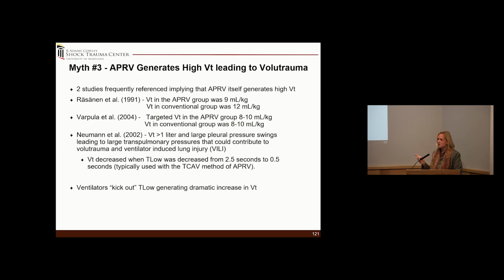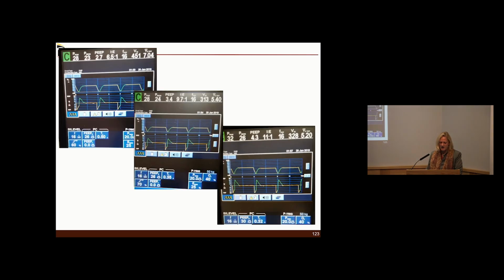Also is the issue with the ventilators kicking out, generating dramatic tidal volumes. What do we mean by kicking out? Well, first of all, let's go over this. Again, does APRV have higher tidal volumes just because of the name of the mode, or just because of how you're setting it?